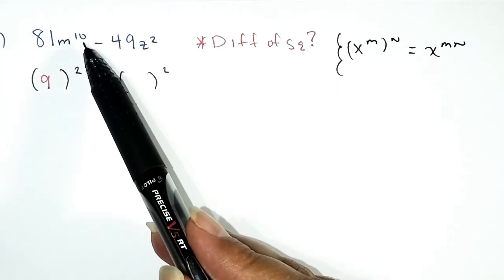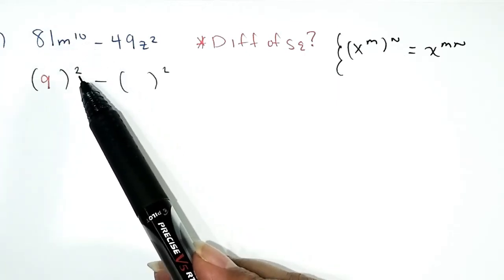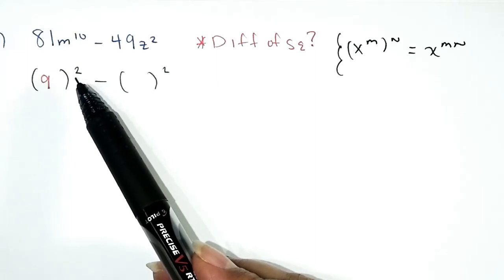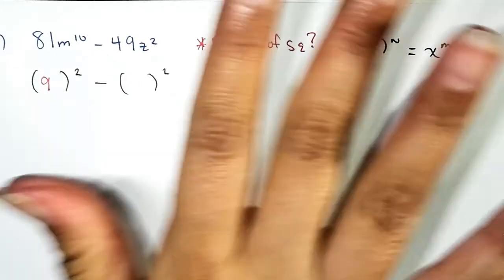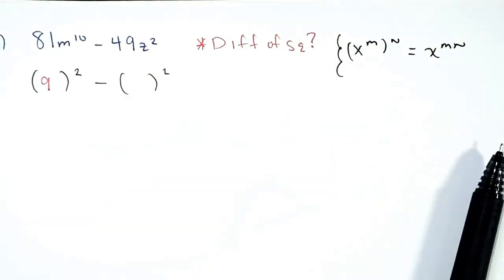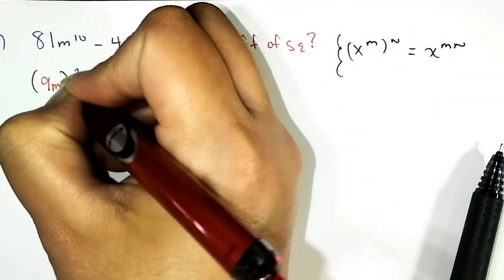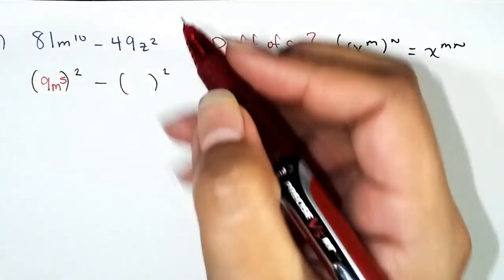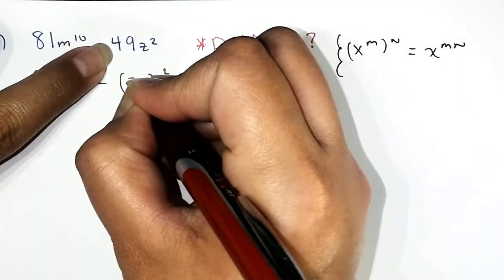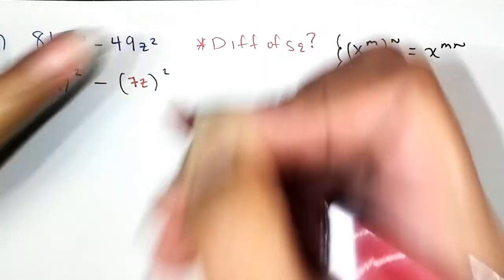We're gonna take the current exponent divided by the desired exponent of 2, and if that gives us an integer, then guess what? We do have a perfect square. If that doesn't give us an integer, then we do not have a perfect square. But in this case, 10 divided by 2 is 5, a clean number, so perfect square. So m to the 10th is a perfect square because it's the square of m to the 5th. The first term is a perfect square because it's the square of this. 49z squared is a perfect square because it's the square of 7 times z, or 7z.